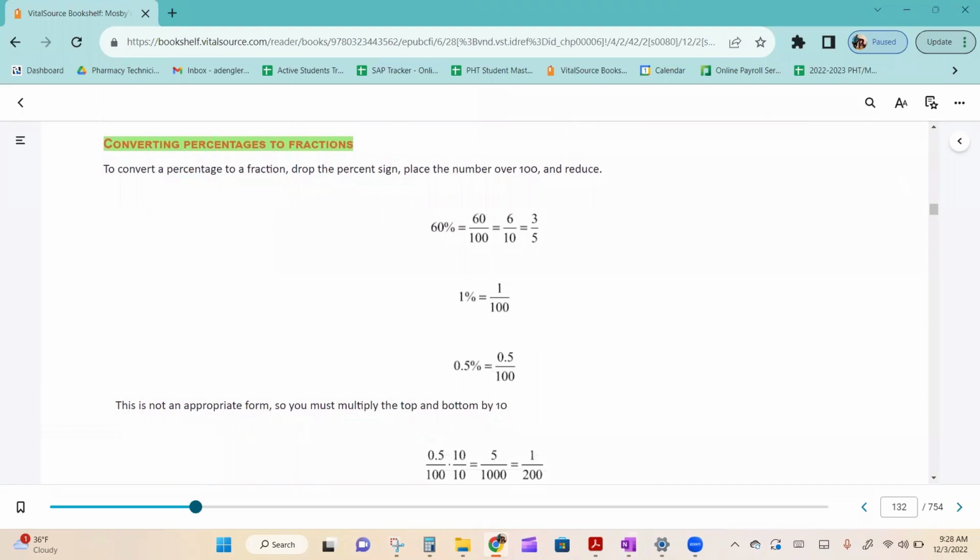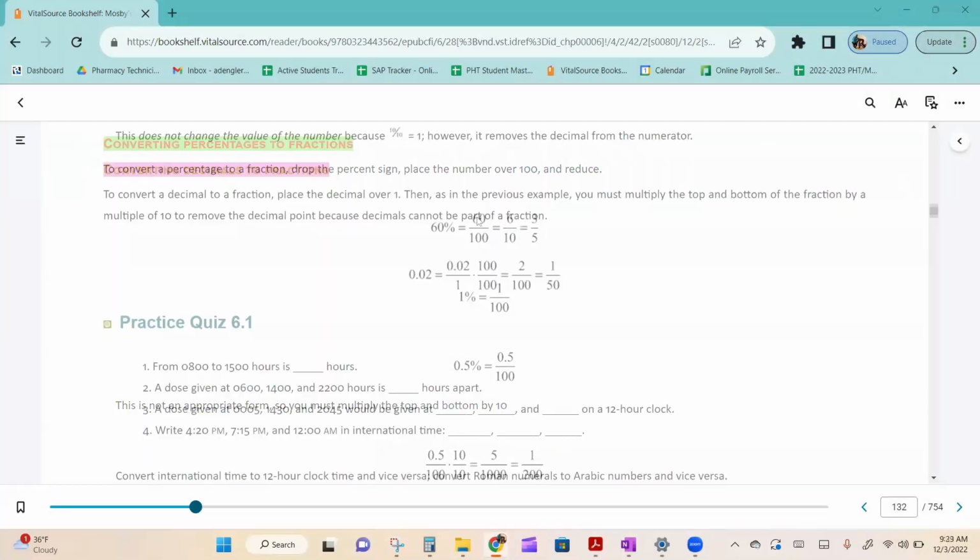Now, moving on to converting percentages to fractions. We're going to convert a percentage to a fraction by dropping the percent sign, placing the number over 100, and reducing. So here they have 60%. They put this.